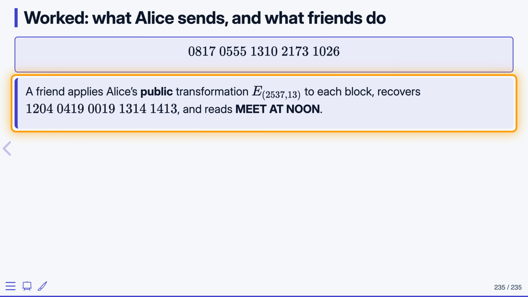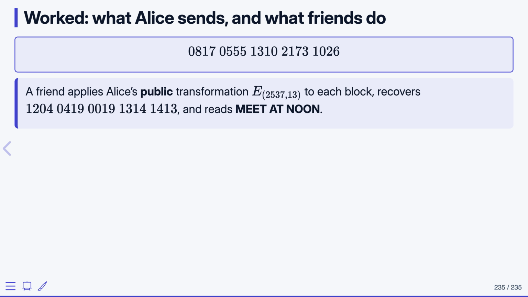When a friend receives these, they apply Alice's public transformation, raising each block to the 13th power, mod the modulus. That undoes the signing and returns the original numbers. Split them into pairs, read the letters, and it says "meet at noon". So anybody could have read it. Nothing was hidden. But to produce blocks that open into sensible text under Alice's public key, you need her private key d, and only she has it.